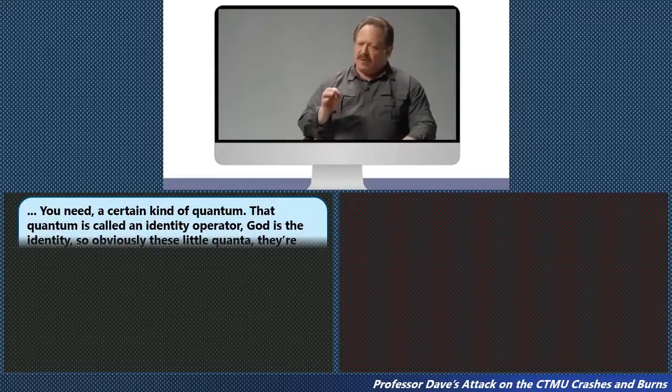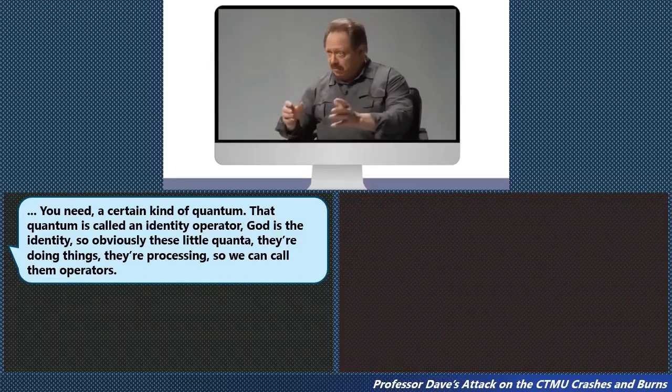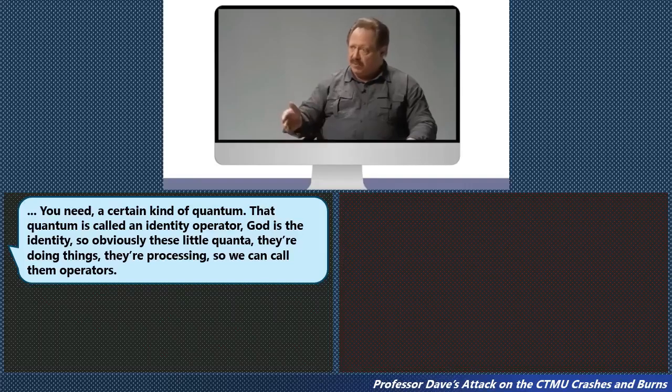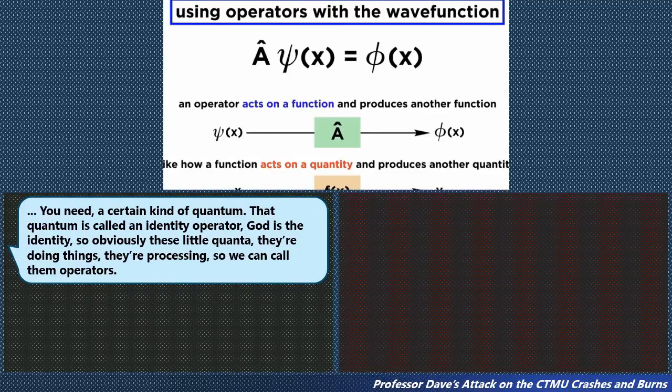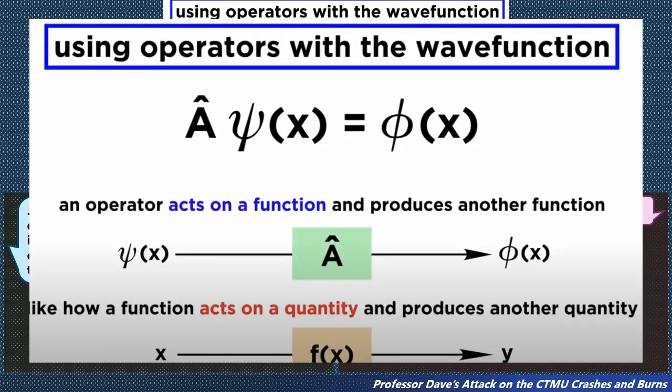You need a certain kind of quantum. That quantum is called an identity operator. God is the identity. So obviously these little quanta, they're doing things, they're processing, so we can call them operators, right? No, we can't. An operator is a function. Wait, why not? Why is it that we can't call quanta that are processing states an operator? Just because operators can be considered functions.